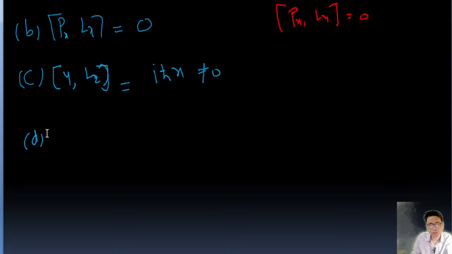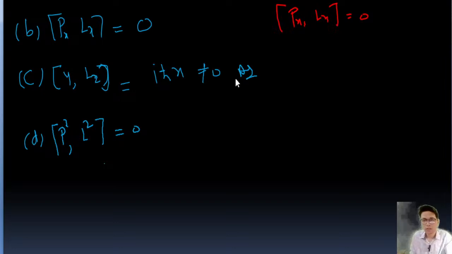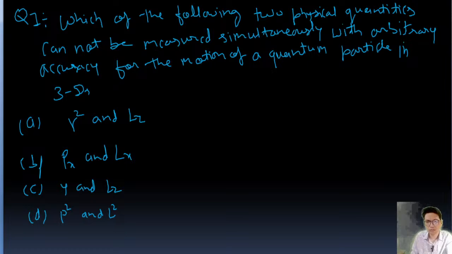And if you check option D, option D is p square and L square. Okay, and we know the commutation of p square and L square is also 0. This you need to know. This is px Lx is 0 and p square L square equal to 0. So we can see the answer of y Lz is iota h cut x, which is not equal to 0. So option C is the answer. So this cannot be measured simultaneously. Okay, if commutation is 0, then they can be measured simultaneously. Okay, very good question. Next question we are going to solve.